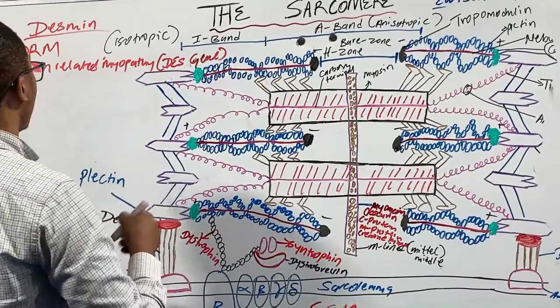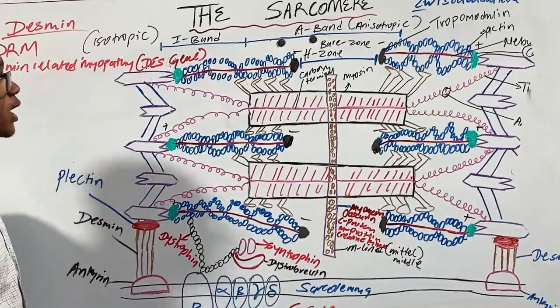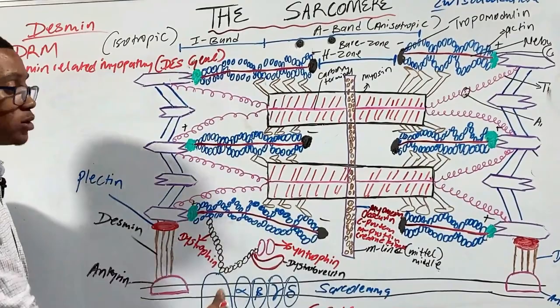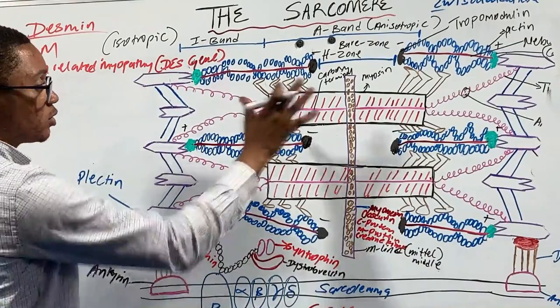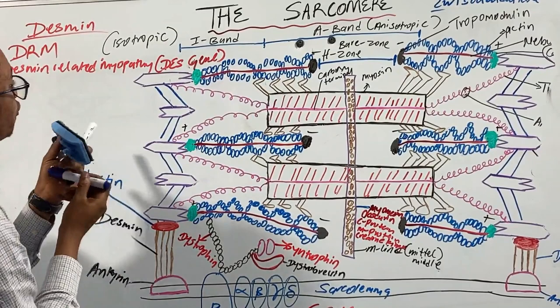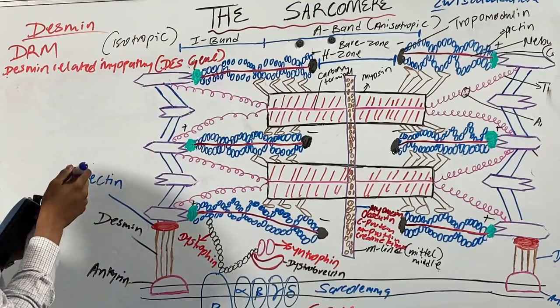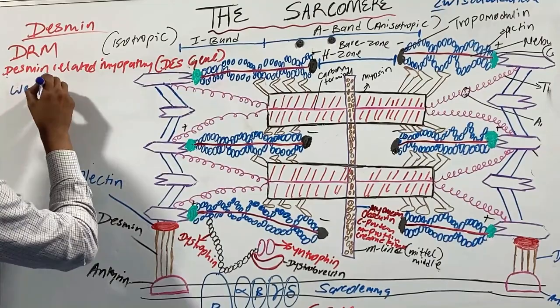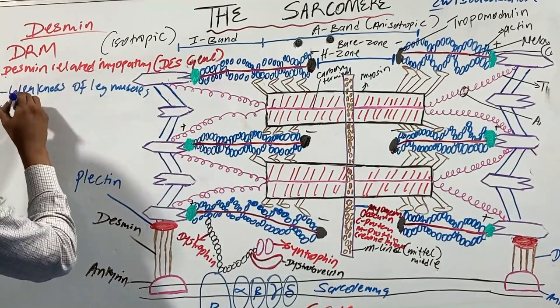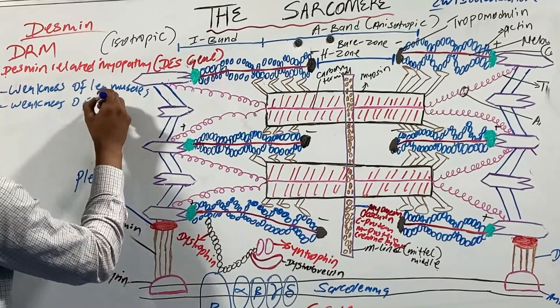All right, so this condition is characterized by several clinical symptoms. First of all, weakness of the muscle, because now since there's a disorganization of this whole myofibrillar system, the muscles of the human will be disorganized. They will be very weak, because there's a disorganization of this whole protein. So we start with weakness of the leg muscles. That's the first thing you notice in a patient with desmin related myopathy: weakness of the leg muscles. After weakness of leg muscles, it will be followed by weakness of the muscles of the trunk.